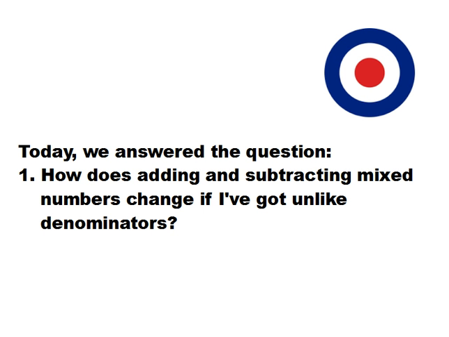So today we answered the question, how does adding and subtracting mixed numbers change if I've got unlike denominators? It doesn't. You just have to do that extra step and make your unlike denominators into like denominators by finding an equivalent fraction.